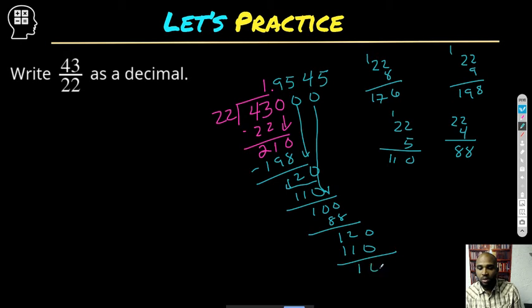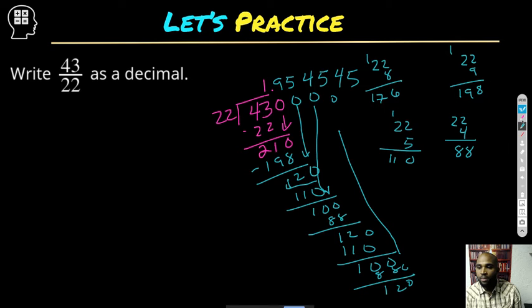I think I'm starting to see a pattern. Uh-oh, we got 100 again. Okay, I'm starting to see it. So now that we have 100 and it went in 4 times, that's 88. And that leaves us 12. We're going to bring down another 0, and that's going to be 120. Yep, it's repeating. So that's going to be 5.